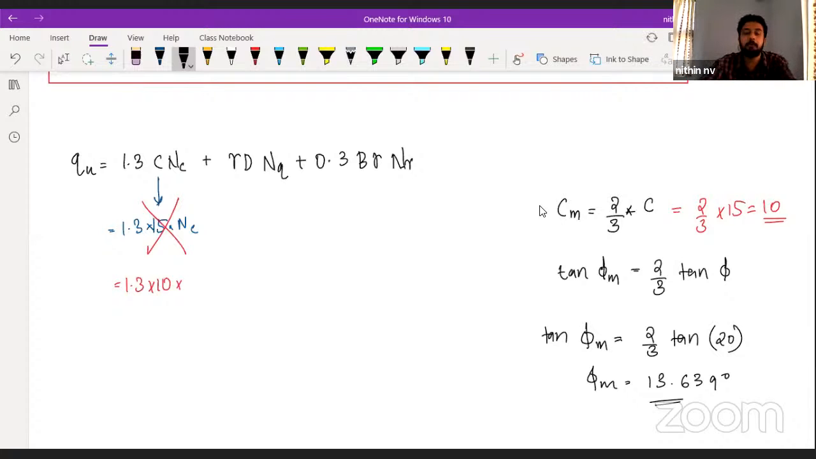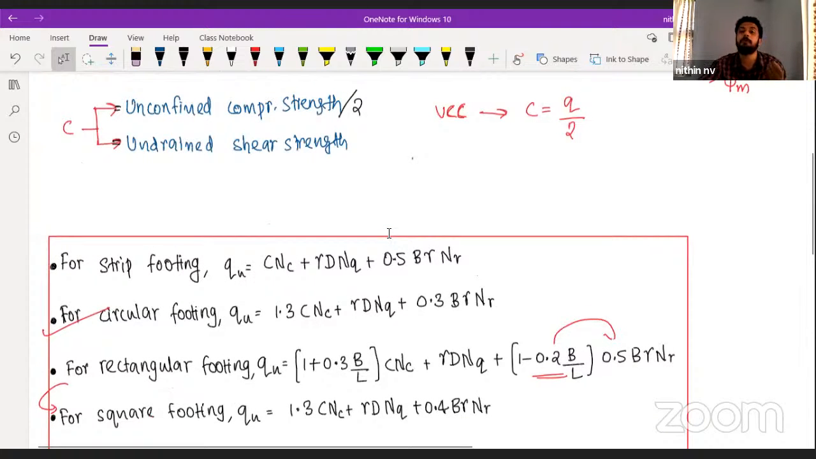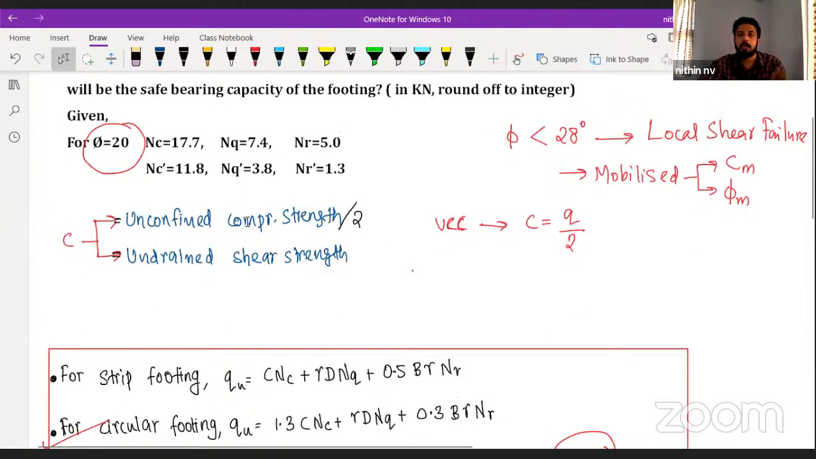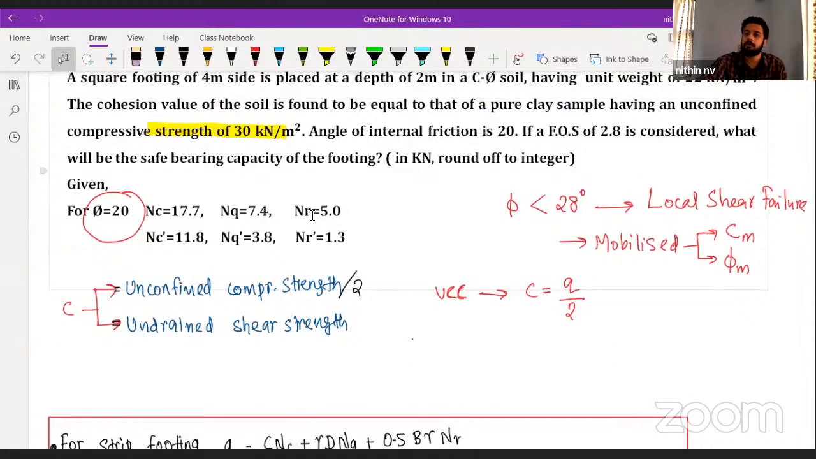We don't require it here. Actually, what we are going to do, we have NC value, NQ value, N gamma value. These NC, NQ, N gamma parameters correspond to different values of angle of internal friction. If you have 10 degree, we have a different NC value. If you have 20 degree, a different NC value. If you have 30 degree, different NC, NQ, N gamma values, like that. If it was a clay, then NC, NQ, N gamma values are constant. That I will tell you after some time.